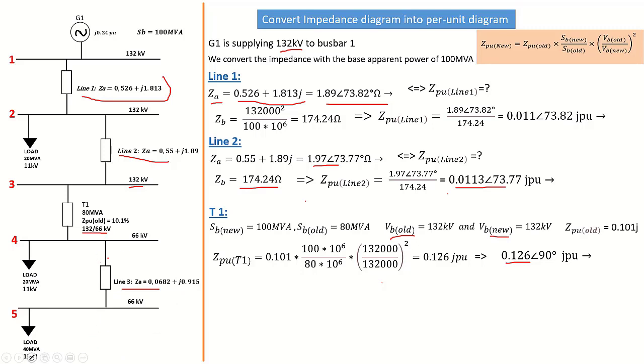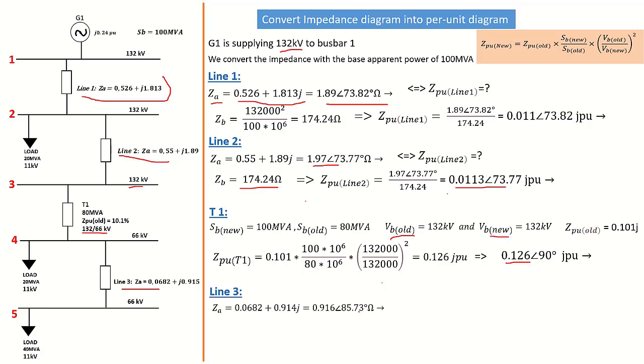Now we know that busbar 4, which is the potential that is supplying line 3, has now changed. Line 3 is being supplied from busbar 4, and busbar 4 now has a potential of 66 kilovolt because the transformer here converted from 132 to 66 kilovolt. So we have to bear that in mind when we calculate this line 3 Z per unit. So what do we do there?